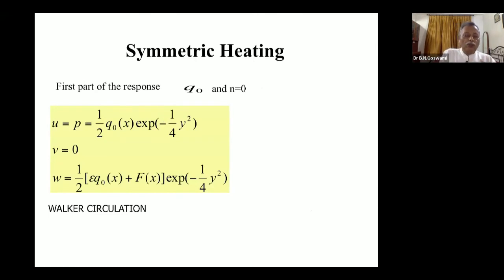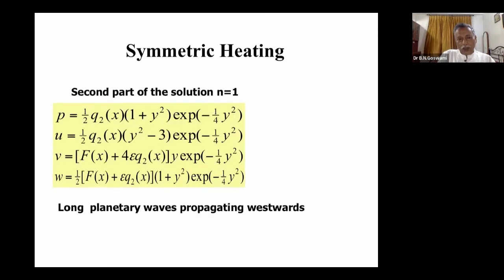And then from there, of course, once I have these Q0s, I can have the U's and W. V is of course 0 for the first one. The V is 0, and this essentially gives me a Walker circulation. But the second part represents the n equal to 1 Rossby wave solution, and that is essentially a planetary wave propagating westward.